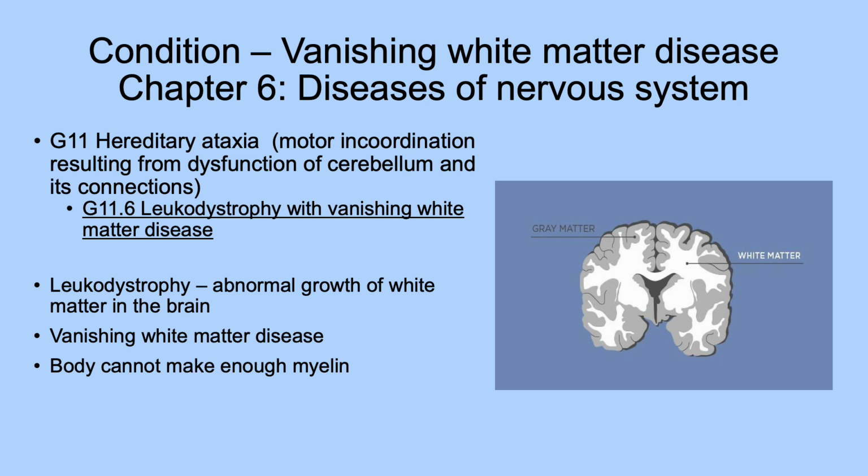Also in category G11, hereditary ataxia, is code G11.6, leukodystrophy with vanishing white matter syndrome. White matter, pretty self-explanatory: white matter, gray matter. Leukodystrophy is an abnormal growth of the white matter in the brain. Vanishing white matter disease: the body cannot make enough myelin. Remember that supports and insulates the nerve cell.